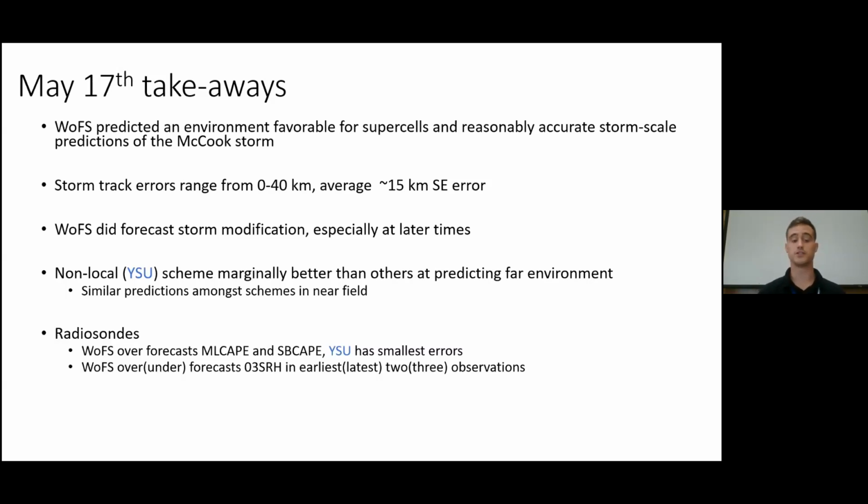What we saw in the radiosondes was that WoFS over forecasts mixed layer CAPE and surface-based CAPE, and YSU had the smallest errors as an impact of it predicting the smaller CAPE values. Now, WoFS over forecasts SRH in the earliest observations and then under forecasts SRH in the later observations. And in the Lidar, we saw that WoFS under forecasts backing of the wind as the storm approaches the Lidar. It did forecast backing, just not to the same extent.